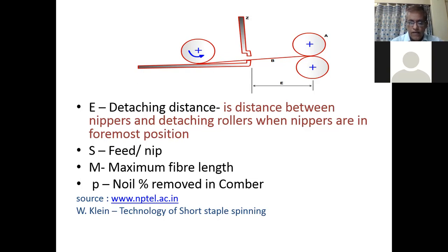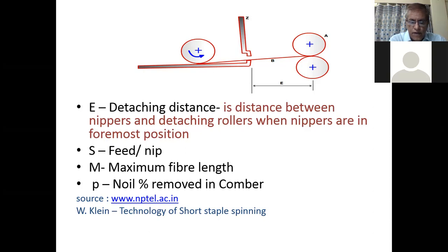To have a detailed study, first of all we will study what are the assumptions or parameters. In this diagram, E is the detaching distance. Detaching distance is the distance between the nippers and the detaching rollers when nippers are in foremost position. As you know, nippers are going forward and coming backward. When they reach the most forward position, at that time we measure the detaching distance, and this distance is denoted as E.